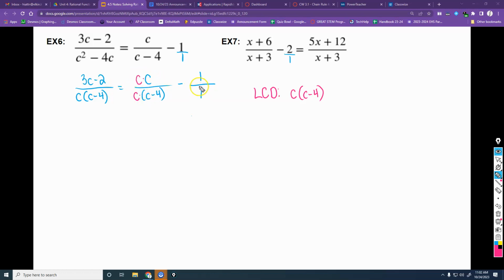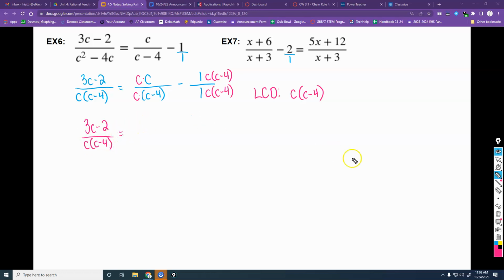Okay? What is this fraction missing? Both things, right? I don't have the c or the c minus 4. So I've got to multiply by c times c minus 4 on top and bottom. Okay? So I have 3c minus 2 over c times c minus 4.